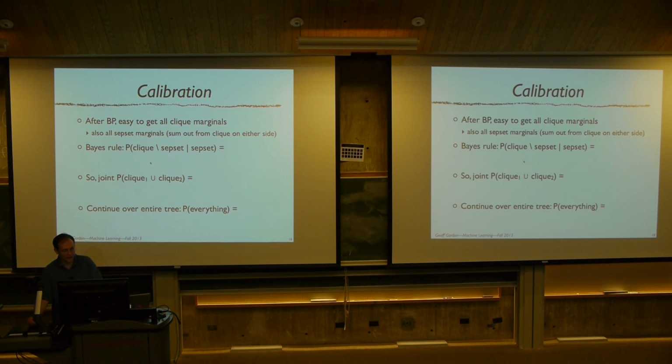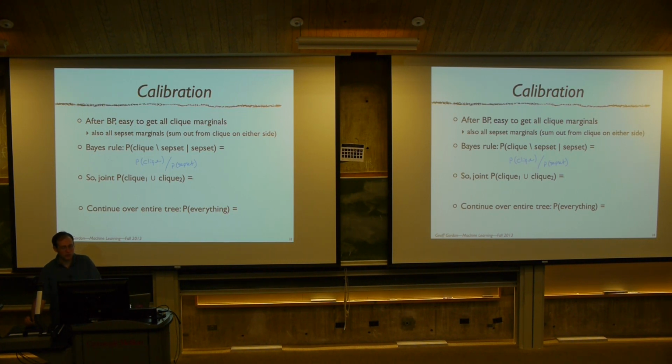And that, by Bayes' rule, is just the probability of the union of the clique minus subset and subset, which is just the clique, divided by the probability of the subset. So we can get conditional probabilities as well for cliques. We can get marginals easily. We can also get conditionals for cliques conditioned on subsets.